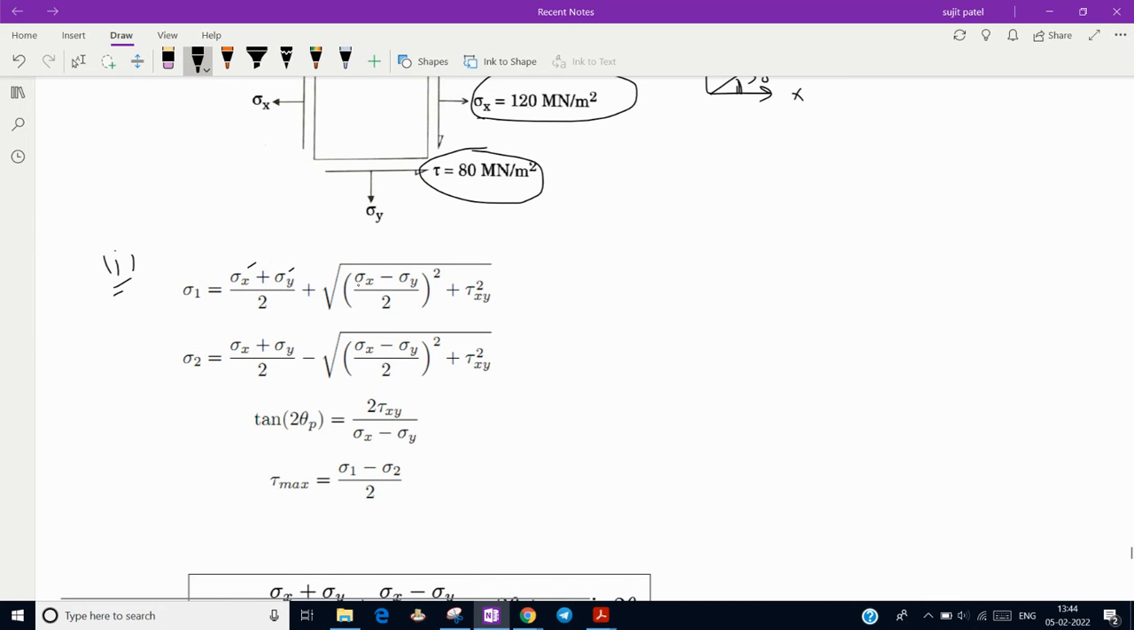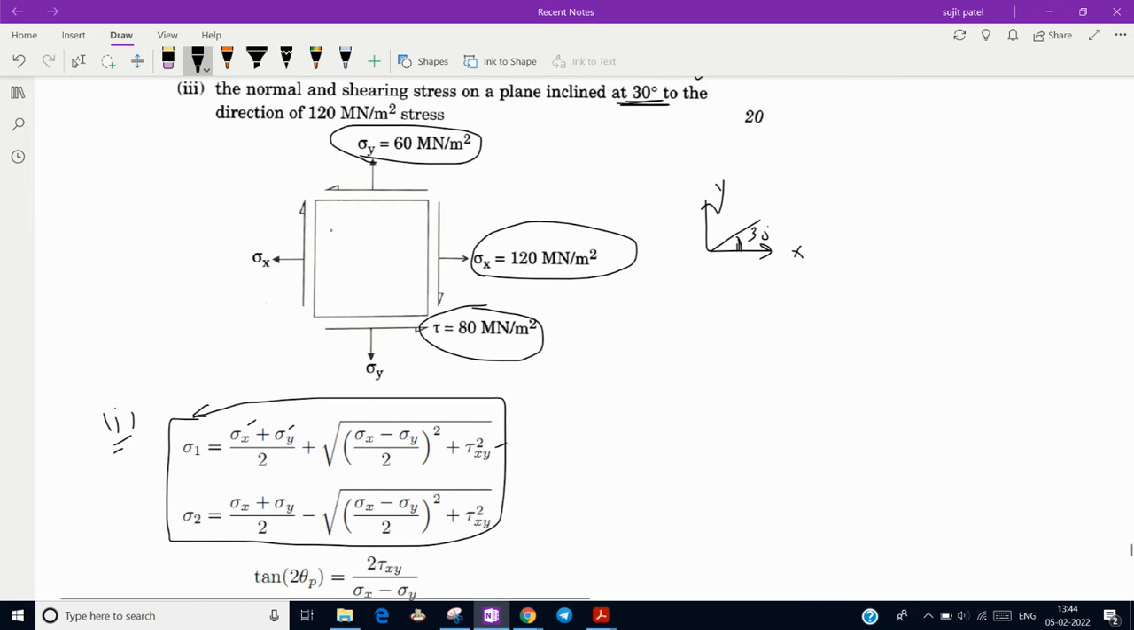Sigma x, sigma y, tau xy, all the values we have, and this is the formula for this. I hope you know this formula, because in strength of material, as well as generally in all our production topics, they are all formula based. If you know the formula, then you can answer. So put the values over here: sigma x, sigma y, 120, 60 and 80.